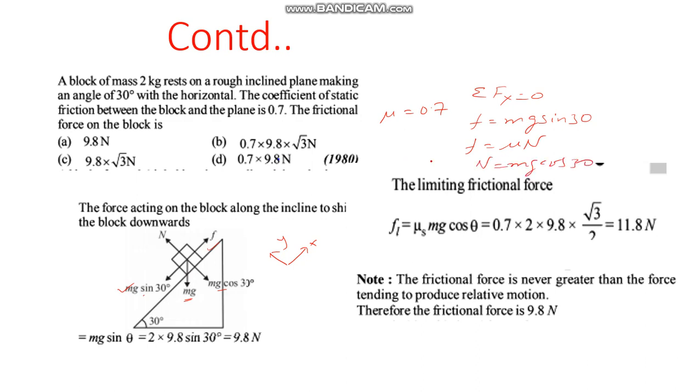How did I get this? You have to put sigma Fy is equal to 0. So these are the equilibrium conditions. This condition and this condition are the equilibrium conditions. So from here the mu value is given. You can find the N value from this equation. So from there you are going to get the value of frictional force. When you calculate, you are getting 11.8.